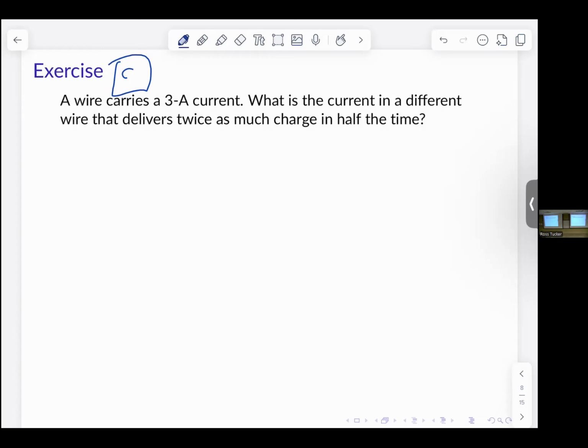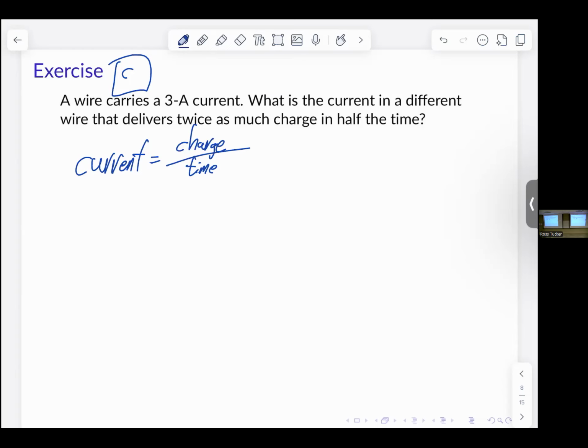Current is not charge. Current is charge divided by time. Current is charge per second. And time's up. The correct answer is 12. Again, look at the definition. Current is charge, coulombs, per time, seconds.